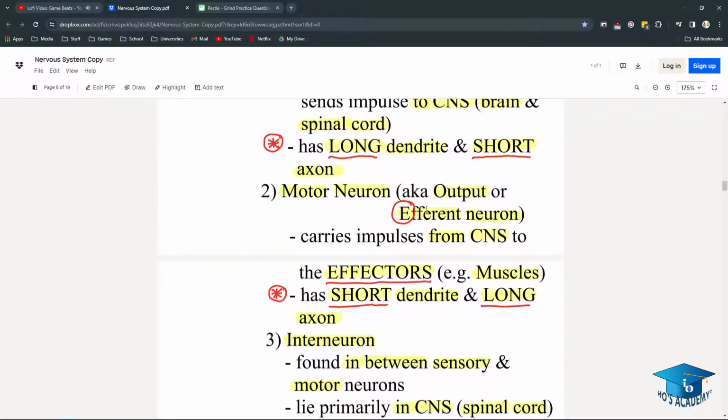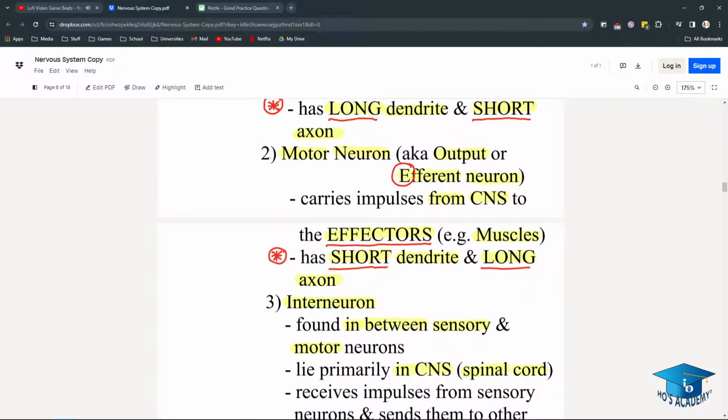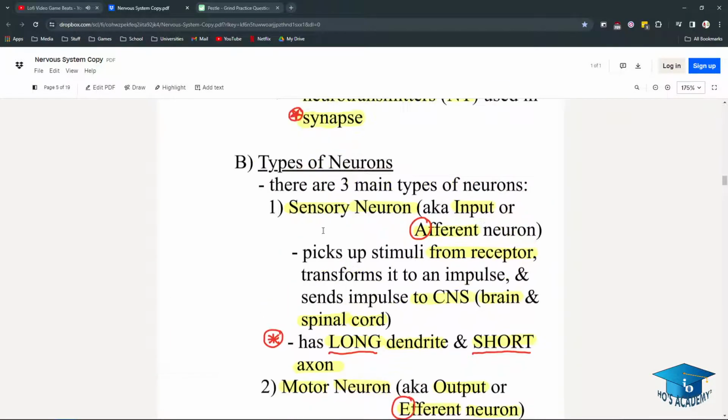Motor neurons, known as output or efferent neurons, carry impulses from the central nervous system to the effectors, such as your muscles. So, for example, when your palm is touched, or I don't know, someone stabs it with a knife, the dendrites in your sensory neurons will pick it up from the receptors there.